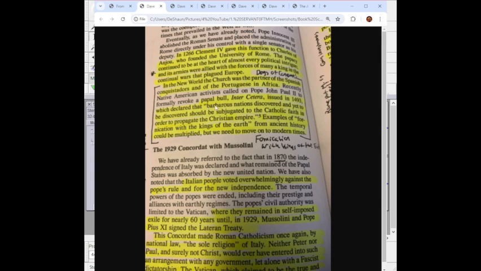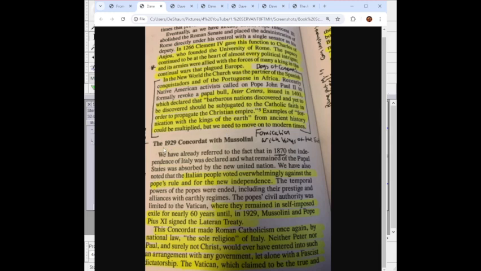They claimed that we were barbarous nations that they discovered. And yet, to be discovered should be subjected to the Catholic faith in order to propagate the Christian empire. Examples of fornication with the kings of the earth from ancient history could be multiplied, but we need to move on to more modern times. See, they don't want to spend too much time on that. All right?